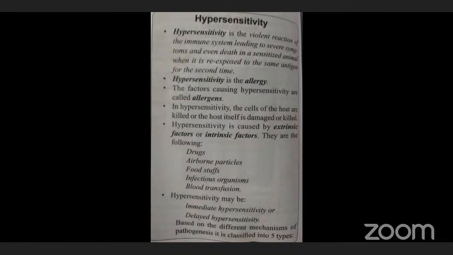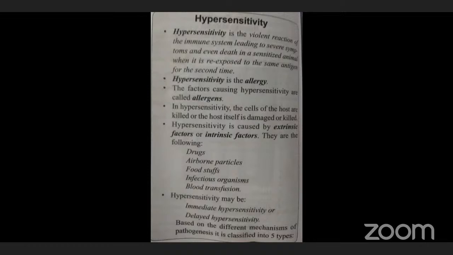Immediate hypersensitivity involves the interaction of antigen and antibody. How can we prevent immediate hypersensitivity? It is inhibited by antihistamine drugs, except for the Arthus reaction. That immediate hypersensitivity reaction is inhibited by antihistamine drugs. In this way, we can reduce the action of immediate hypersensitivity reactions.